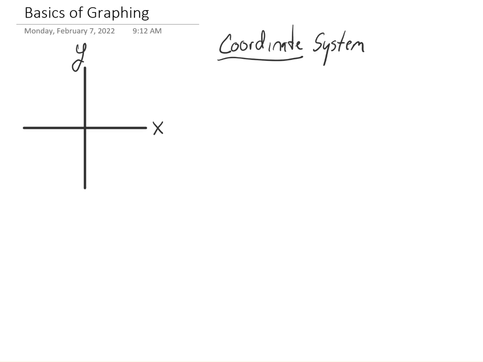Therefore, in order to put a point on this coordinate system, or to graph a point on the coordinate system, we're going to need coordinates. The minimum amount of information that you have to get in order to graph is called the ordered pair. And it looks like this: (x, y). Because it's ordered, x is before y, and it's a pair because it's two different things.